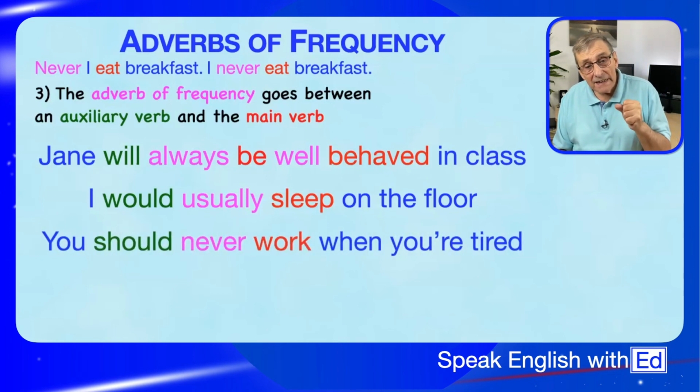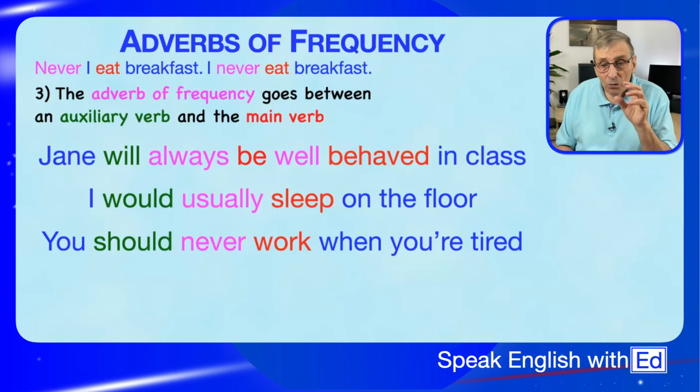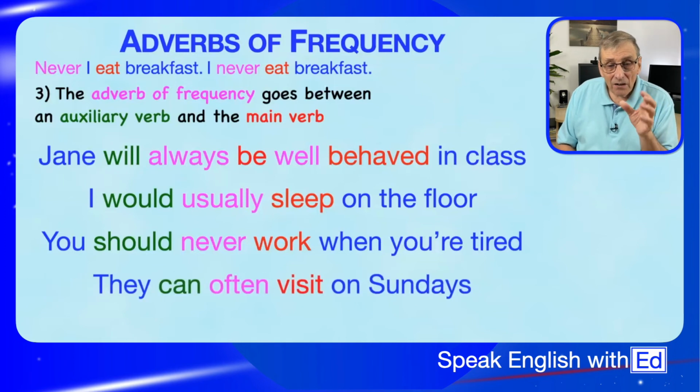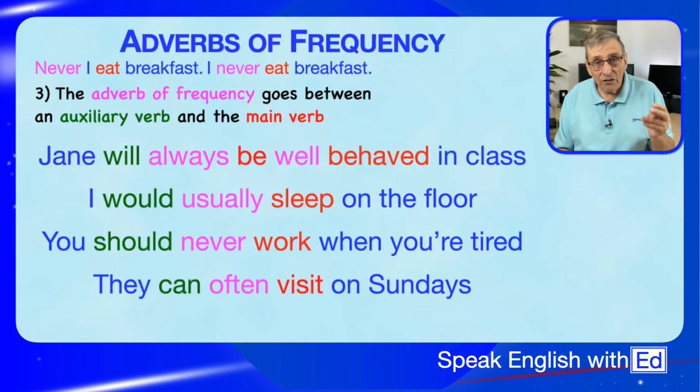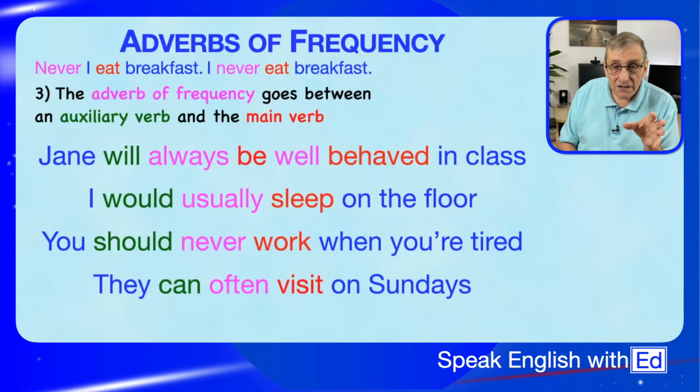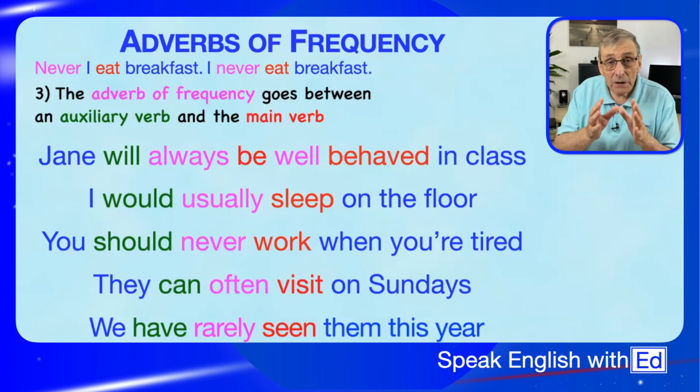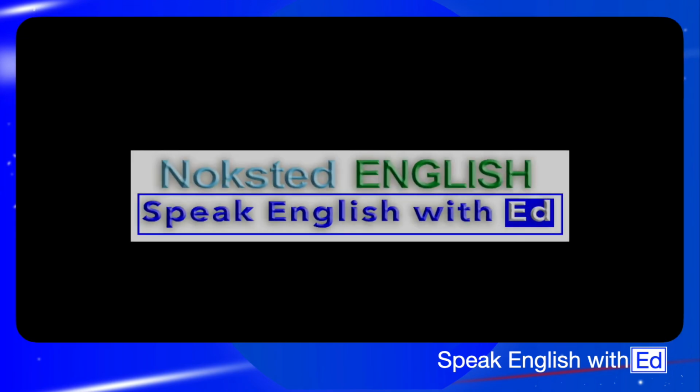And the same applies here. You should never work when you're tired. It's the same rule. And can you see it again here? They can often visit on Sundays. You could be talking about your friends, your parents, your in-laws, your children, anybody. They can always visit on Sundays. We have rarely seen them this year. So all these apply the same rule. The adverb of frequency is in between the auxiliary verb and the main verb.